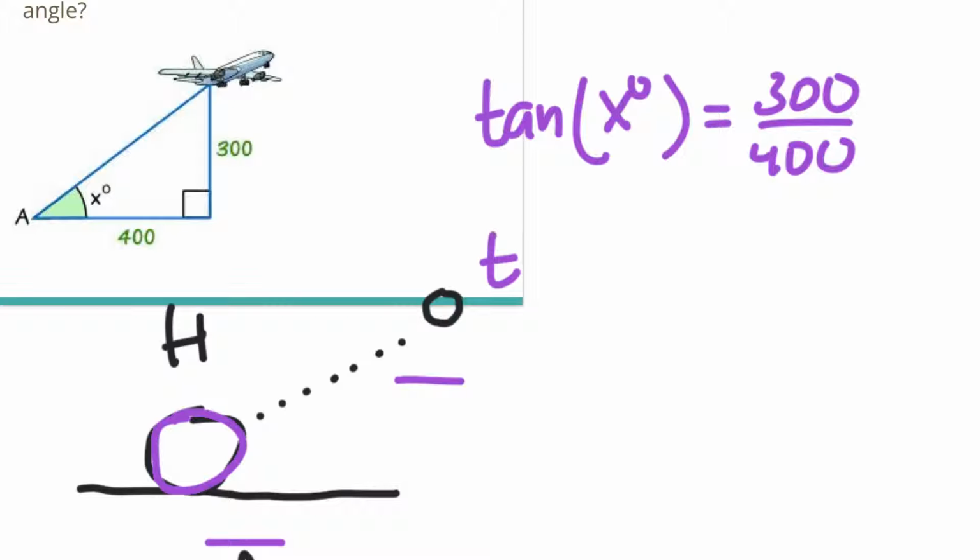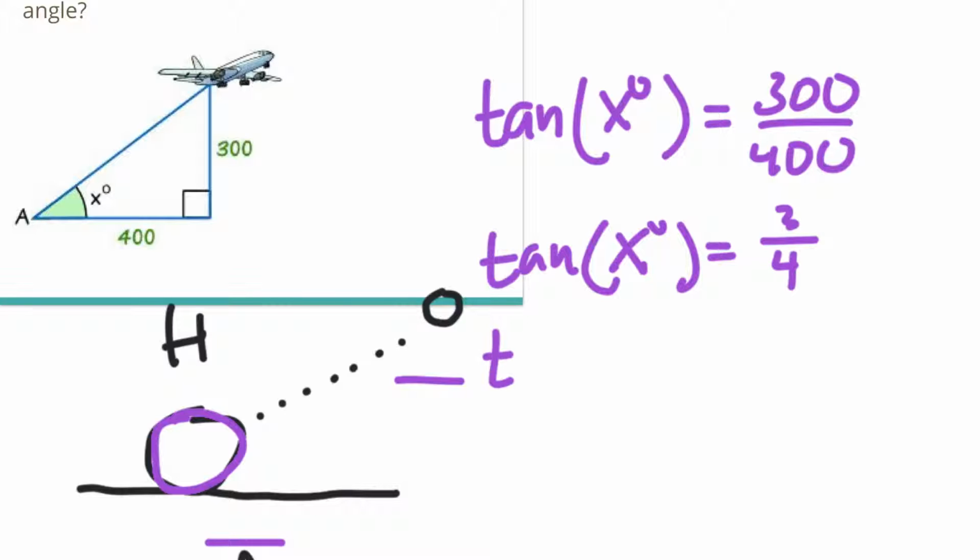In other words, tangent of x equals 3 over 4. What's 3 divided by 4? You probably already guessed it. Tangent of x equals 0.75.